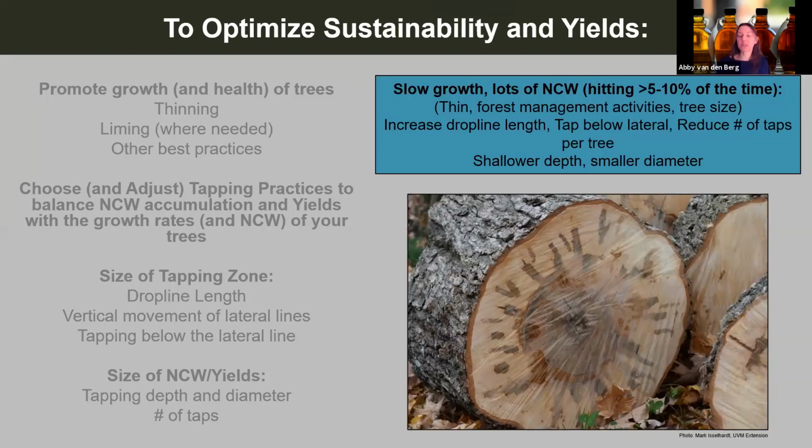And then if you need to, consider adjusting to a shallower depth or a smaller diameter or both, and then see what happens over time. As the growth rates improve, you can potentially move to a deeper depth and better yields in that current year, or a larger diameter. So it's something that needs to be adjusted over time to adjust to the conditions of the trees that you have in your forest.